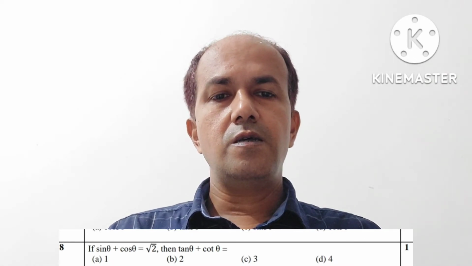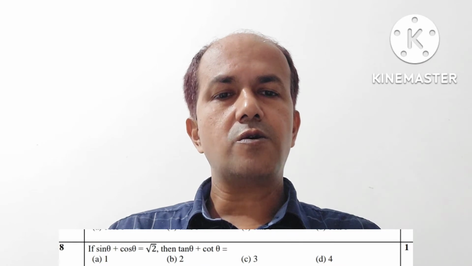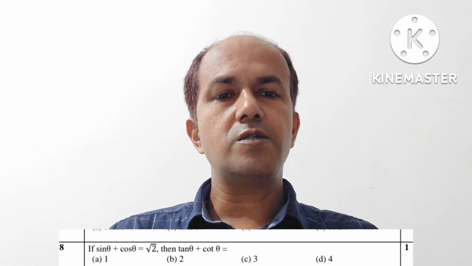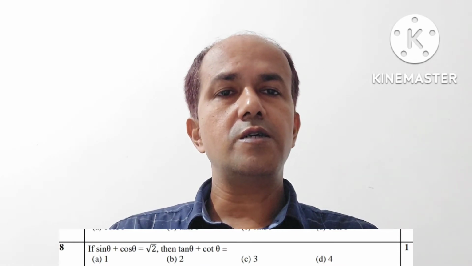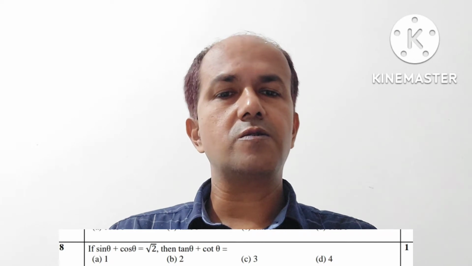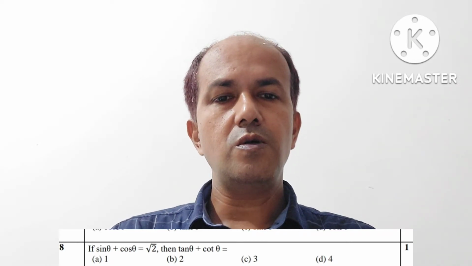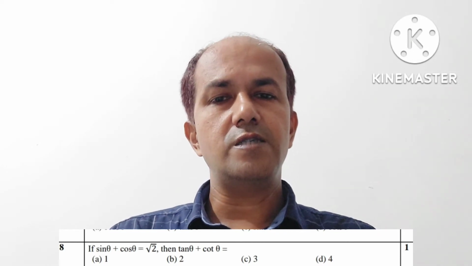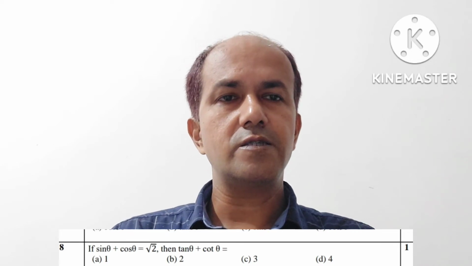Simplify this. Tan theta plus cot theta is equal to sin theta by cos theta, and cot theta is cos theta by sin theta. Then after simplifying and using the value sin theta plus cos theta equals root 2, you will have the desired result. Okay, let us see.